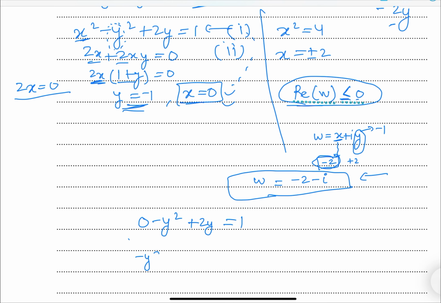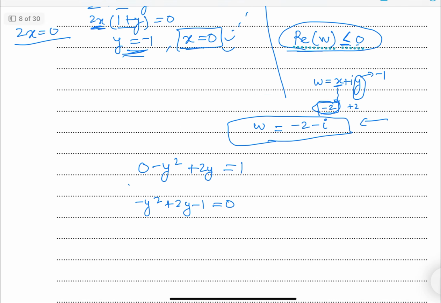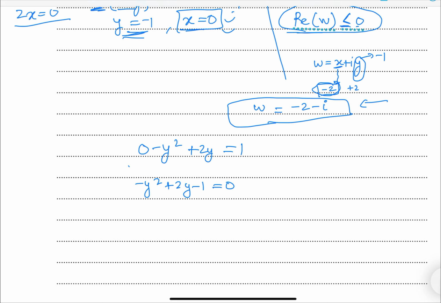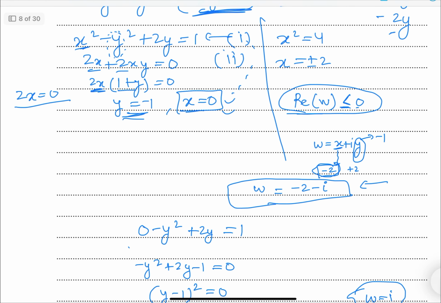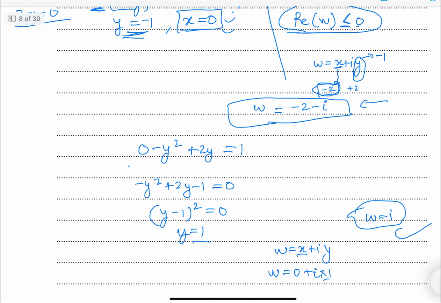We will have negative y square plus 2y negative 1 equals 0. So over here, this is (y minus 1) whole square equals 0, y equals 1. So what would be w? w is x plus iy, x is 0. So w equals 0 plus i times 1 because y is 1. So w equals i is the next answer. Very good, learners. Got this one also correct.